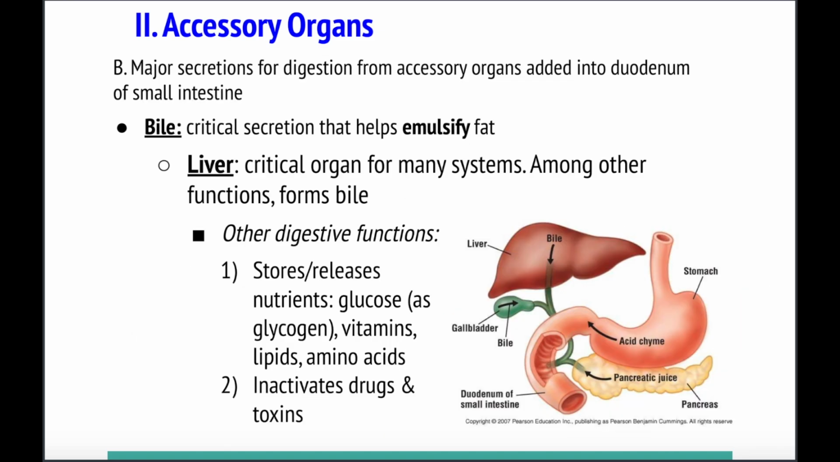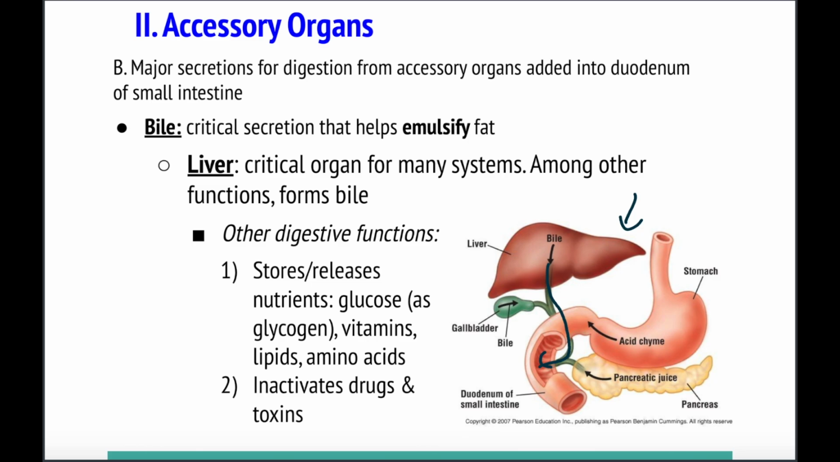The bile is actually produced by your liver. Your liver plays a huge role in many, many things, but in the digestive system in particular, it forms bile. That bile can be released directly into the small intestine, as you can see here through this tube, into your duodenum. But in addition to that, it also plays some other roles.